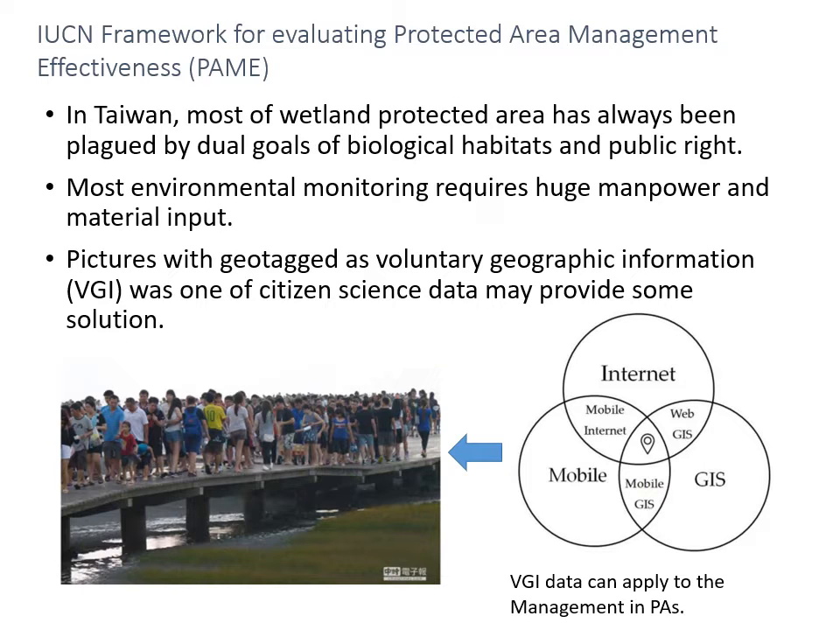However, in Taiwan, most of the wetland protected areas have suffered, despite being durable goals of biological habitat, and also play an important role for the public right. But most environmental monitoring in protected areas requires huge manpower and material input. In this research, one type of citizen science data, VGI, has been applied, which was retrieved from public pictures with geotags, and we tried to provide an alternative solution.